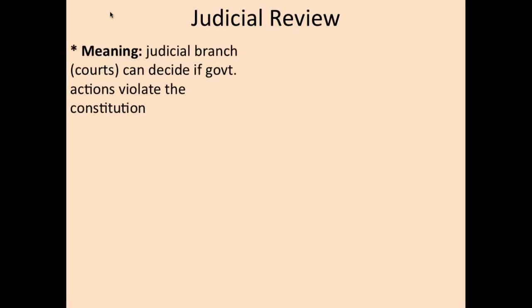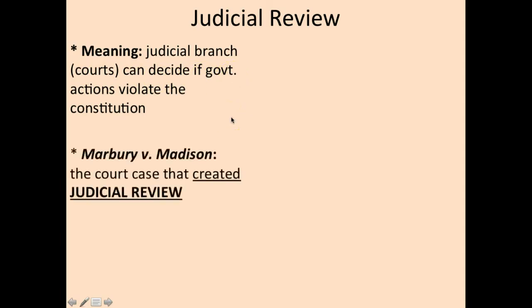Judicial review. So here you have judicial review. Judicial review is a specific example of checks and balances, and this is something you will definitely see on the government HSA. Under judicial review, the courts, specifically the Supreme Court, can decide if a government action or law violates the Constitution. Something you have to know that's of real importance is a very famous court case called Marbury versus Madison. This is something we'll study more in depth later in the year.